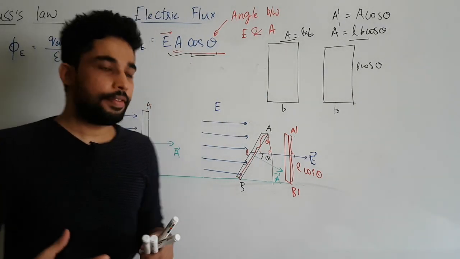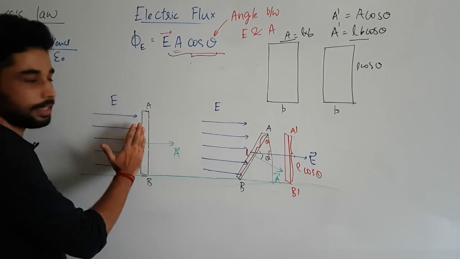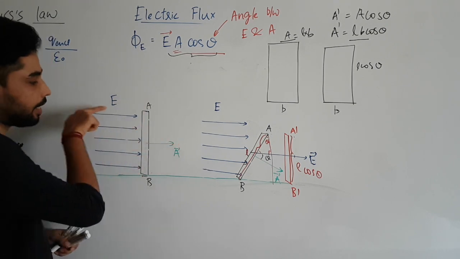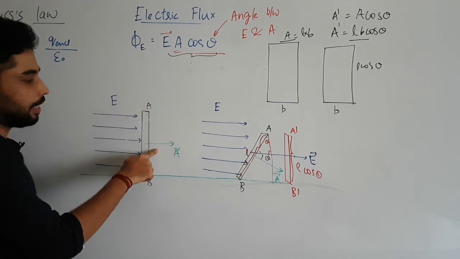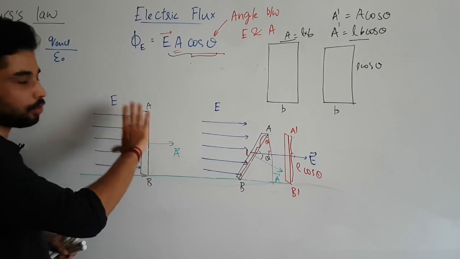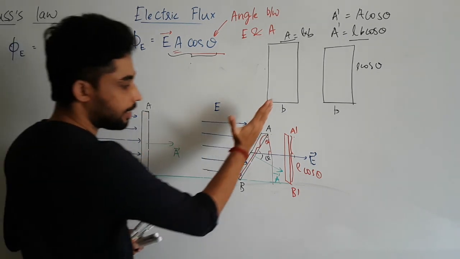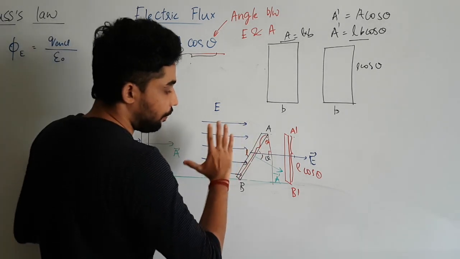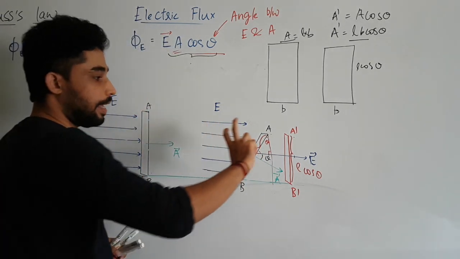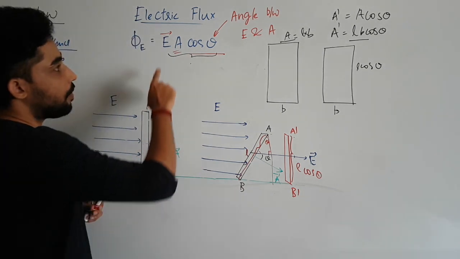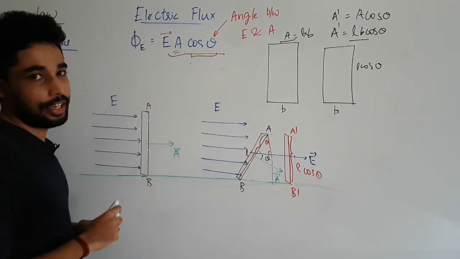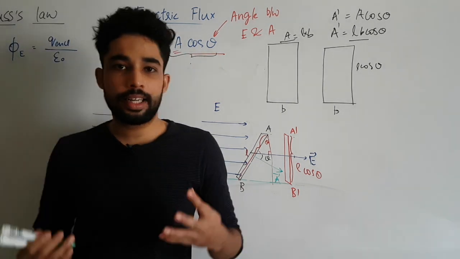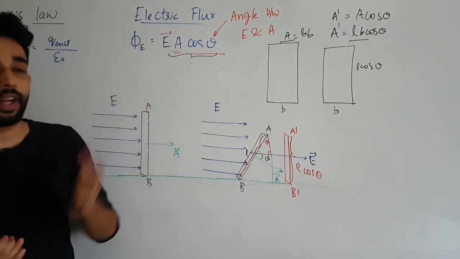So that means if the area is held like this, that is, if the area vector and the electric field make 0 degrees, then the entire field lines will pass through that area. But if the area is held at some angle, then the field lines will be passing through only the effective area. So that is why we need to consider this term, A cos theta. So I hope you got a clear understanding of the flux and the flux equation.